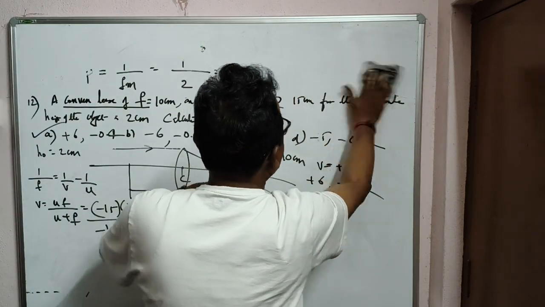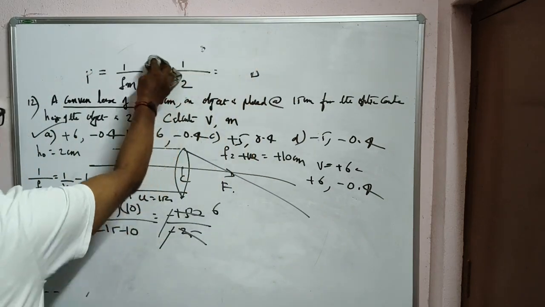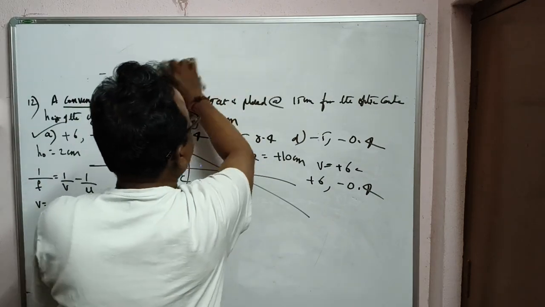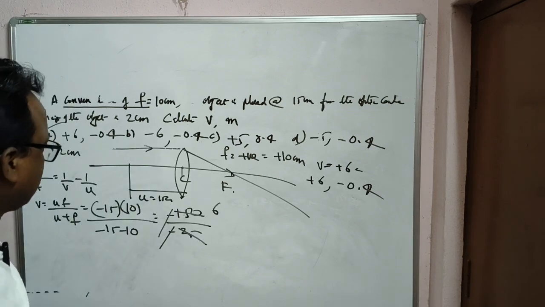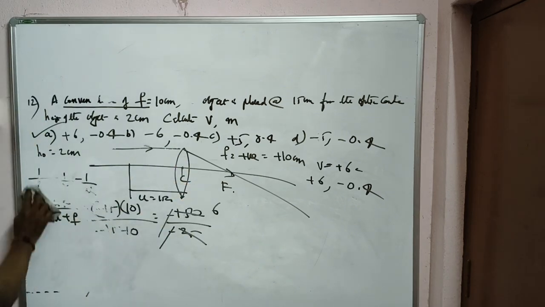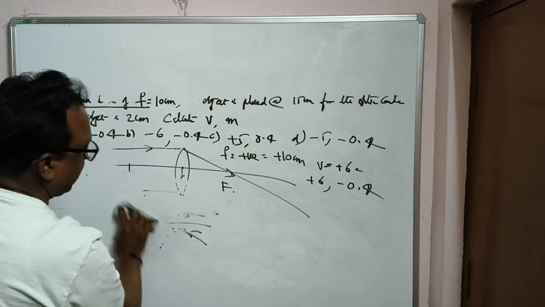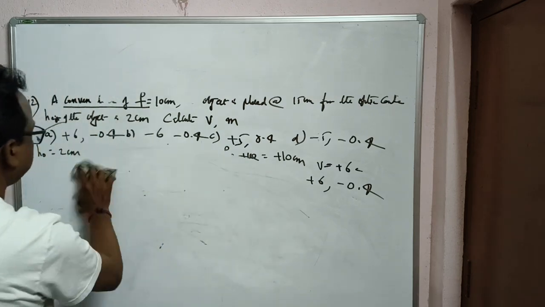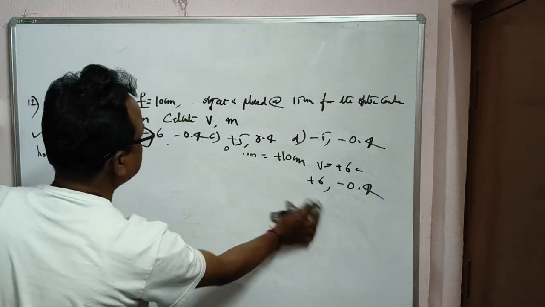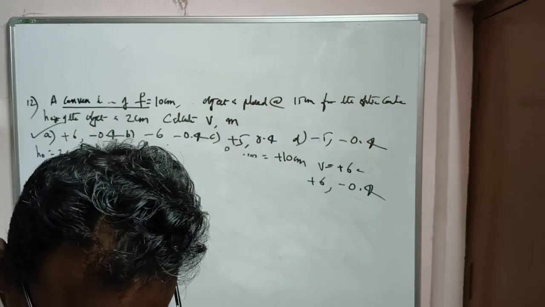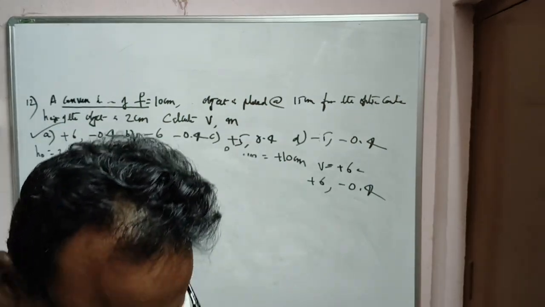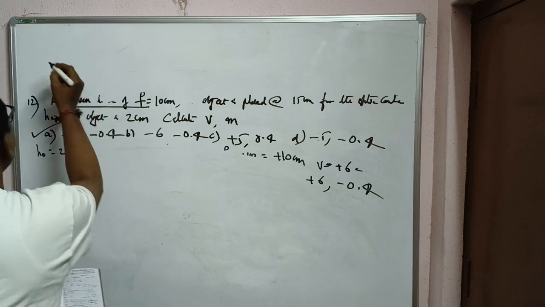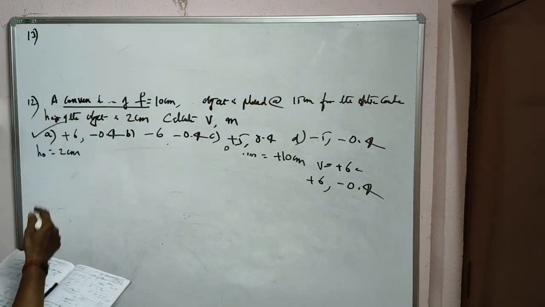Now let us go faster with the next, 13th problem. Let us go to the 13th question. Have you copied this one? So this is how you have to go in the shortcut method, direct formulas. 13th question, please.